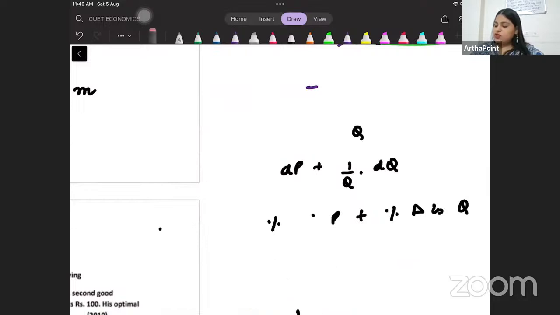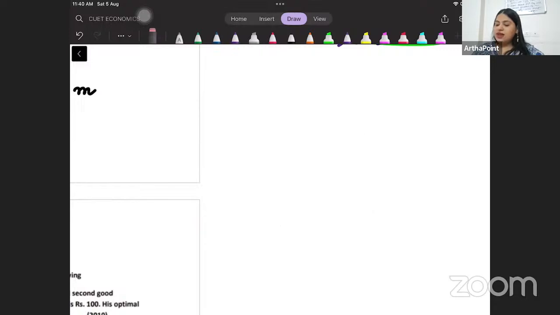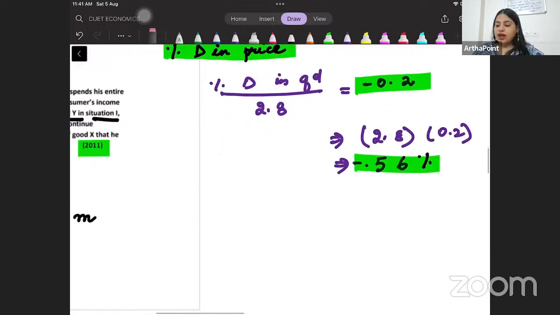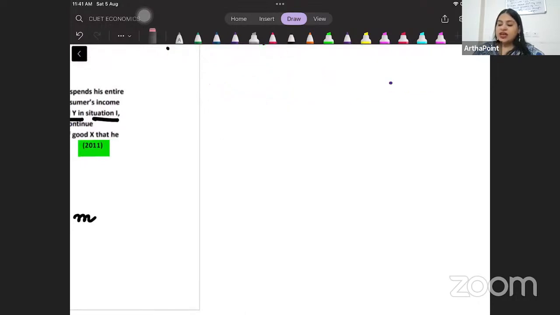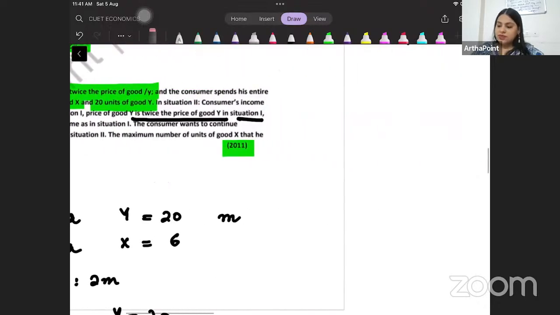So beta, these questions are pretty easy. Only in CUET can we think that this level of numerical will come. Not in IIT, not in GATE, not in ISI, not in IGIDR. This is not going to be the level. Please understand. Okay, so what is the budget line in first case?